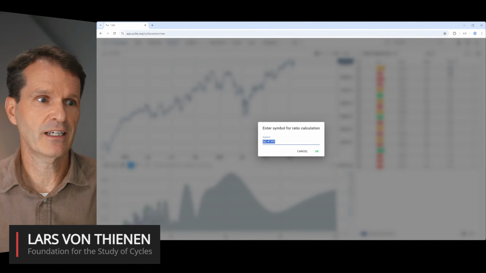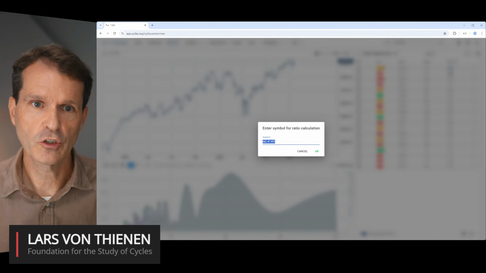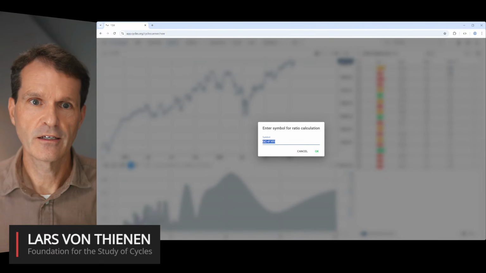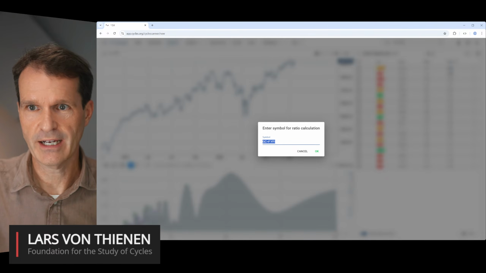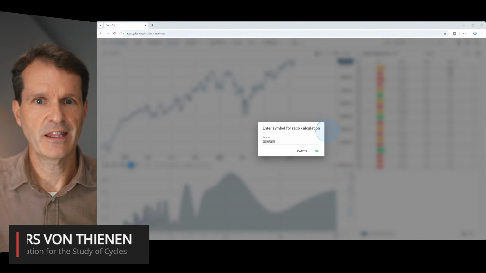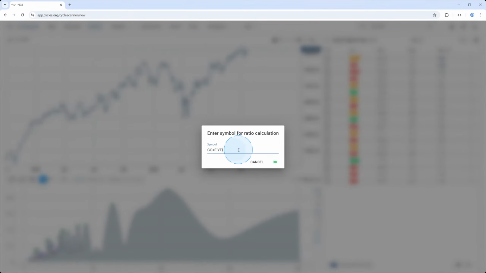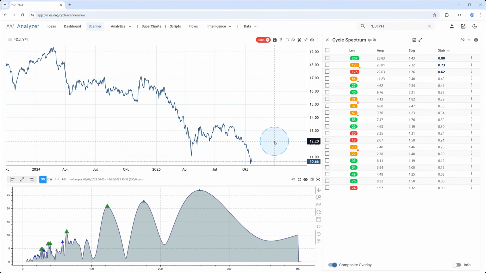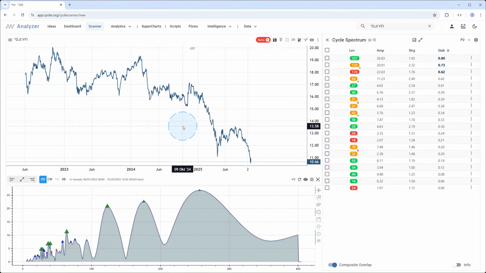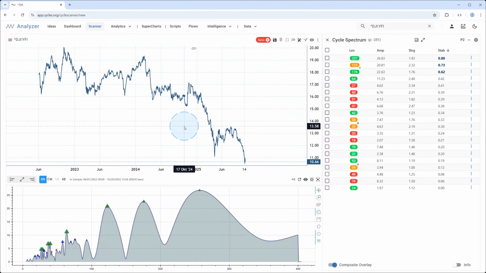So I'm selecting now the gold futures price to create the Dow to gold ratio, right? So let's just put in that series as it is shown up here. So the gold futures daily. Let's press OK, and here we are. So now we have a completely different perspective on the US markets. So here we see now the Dow Jones index priced in terms of gold. And that's a quite different perspective.